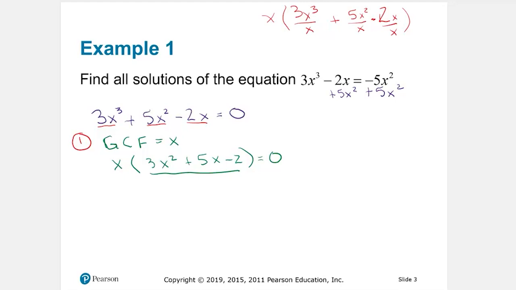So again, we're going to do the steps we did to factor before, right? So step 2 is, and remember I have to find a, b, c. So a here is equal to 3, b is equal to 5, and c is equal to -2. So I want to find two numbers that multiply together to give me a times c, and a times c is -6. And when I add them together, it equals b, and b here is equal to 5. Okay, now let's make our table.